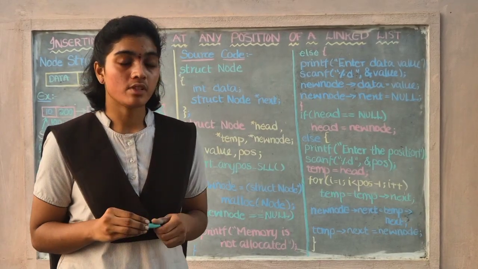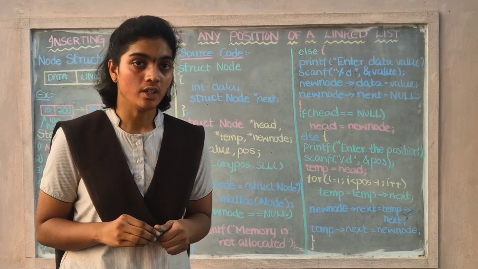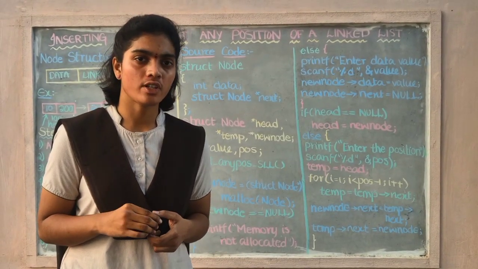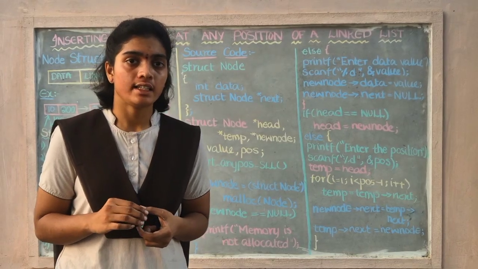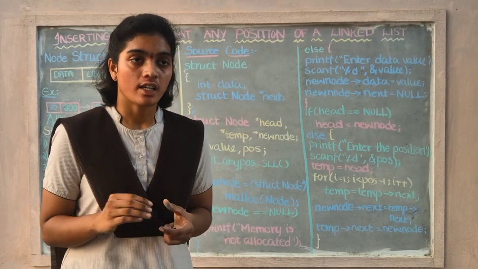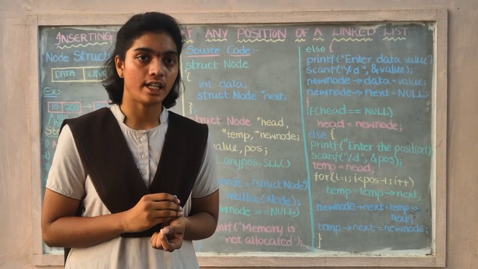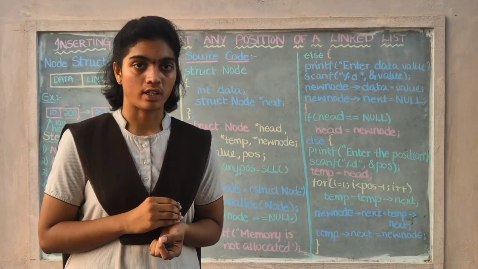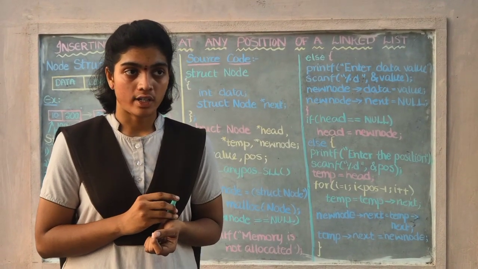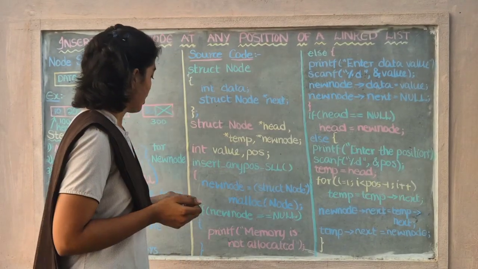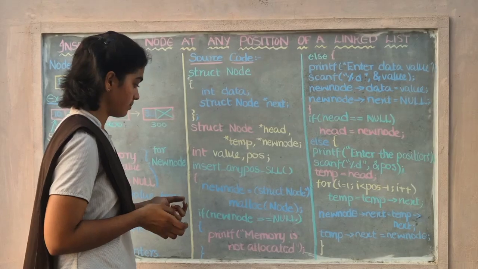The first step is allocating the memory for a new node. It can be achieved by using the malloc function. If the malloc function is successfully executed, then it returns a block of address. Otherwise, it returns null. That means here there is a need to check if the memory is allocated or not. If the memory is not allocated, then our new node points to null. So here, if and else statement is used.